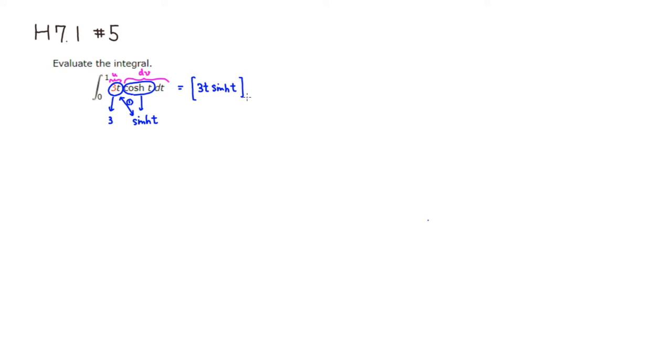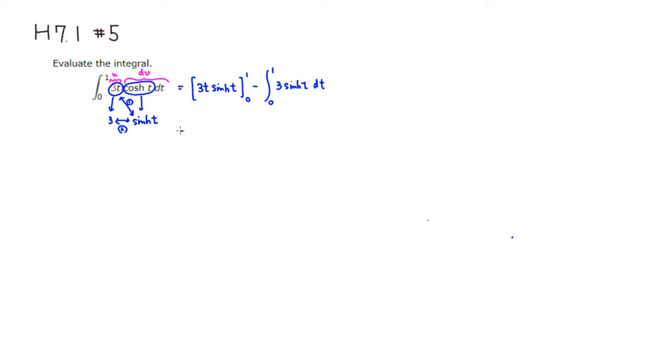It's going from 0 to 1, minus the integral from 0 to 1, and then you multiply 3 and hyperbolic sine. So you're going to have 3 hyperbolic sine of t dt.